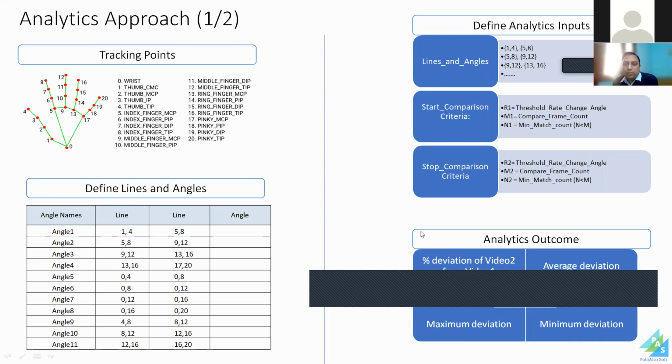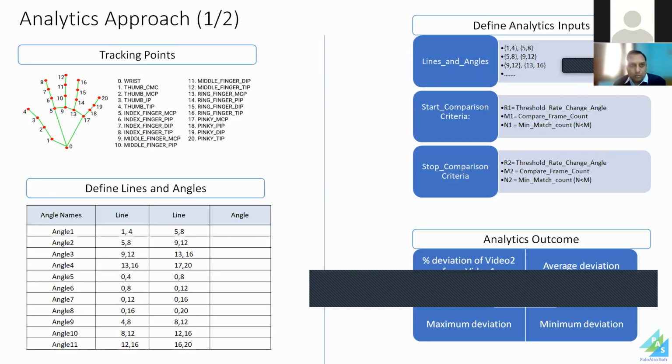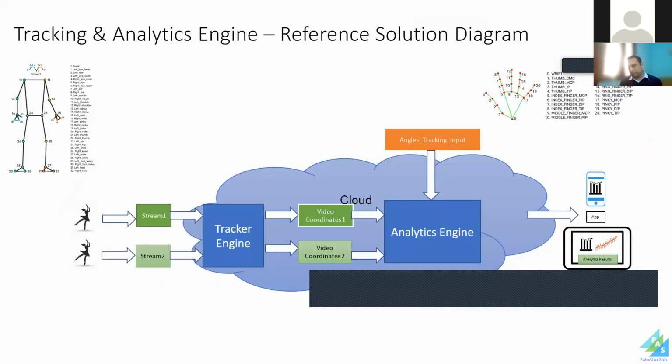We can do many things actually. We can determine percentage deviation of video 2 from video 1, average deviation, maximum deviation, minimum deviation, and we can define more parameters, whatever we want. So this is the kind of summary. The rest is more details on the approach, and this is what we can do.